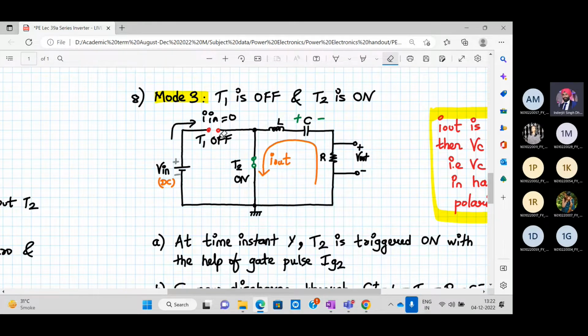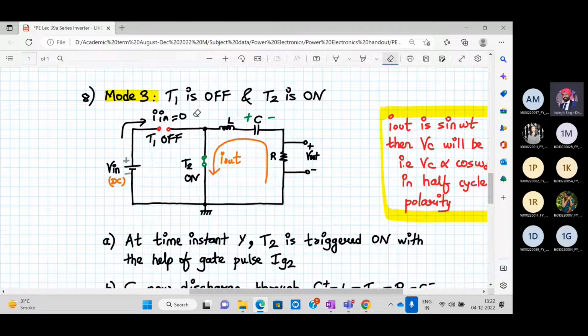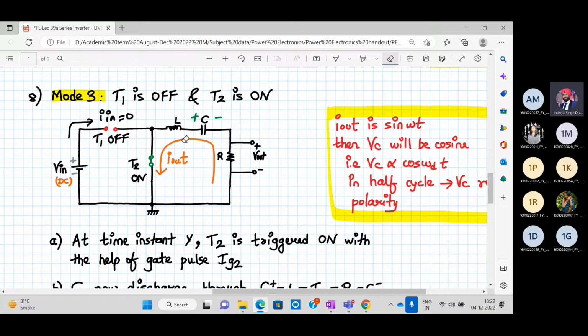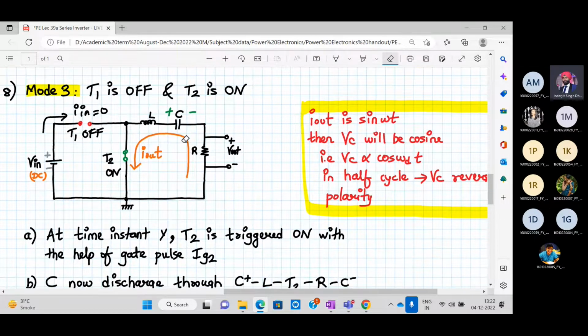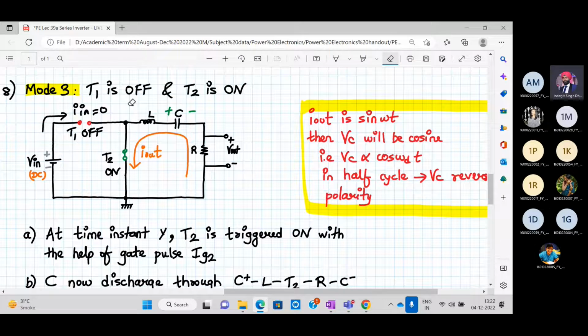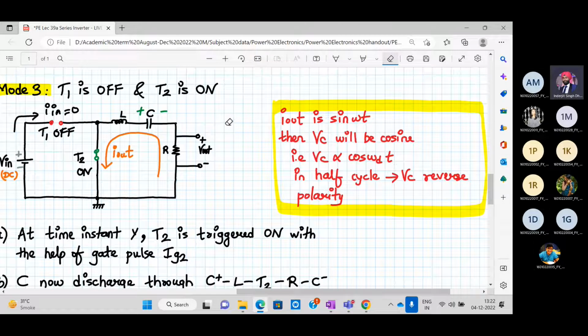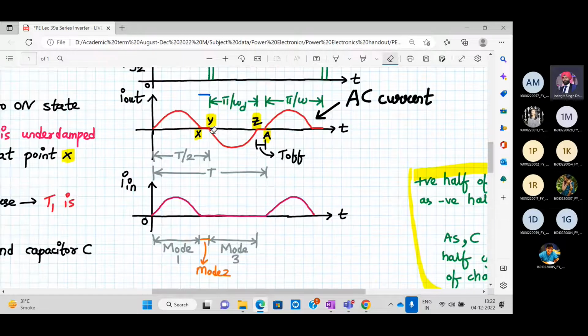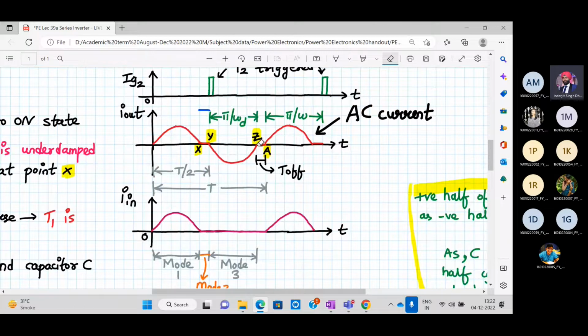If you remember correctly over here, if you can check it out, I_in is still zero. Why? Because T1 is off. Is that all right? Okay. So in mode 3, T1 is off, T2 is on, and your I_out current flow is negative. All right. It starts from zero, it goes to a negative peak, and then it decays again to zero. Here like this, from Y to Z. And again, what happens at Z? Again, the load current becomes zero, and the SCR T2 turns off.